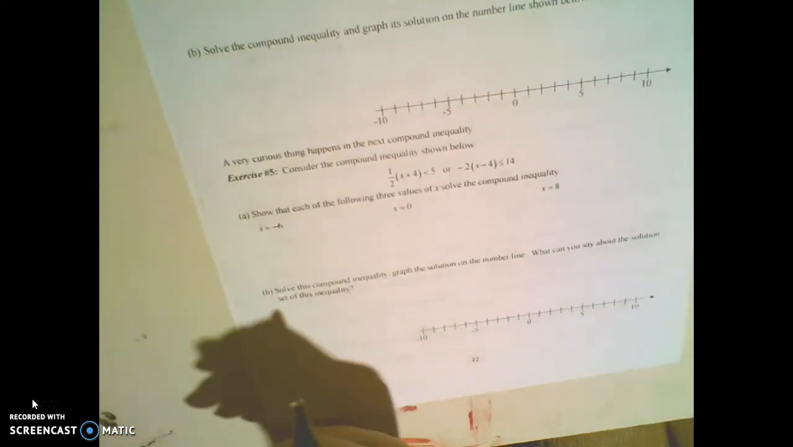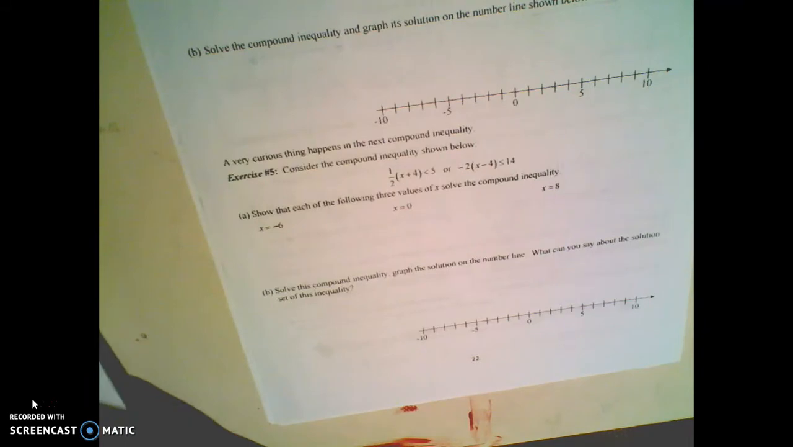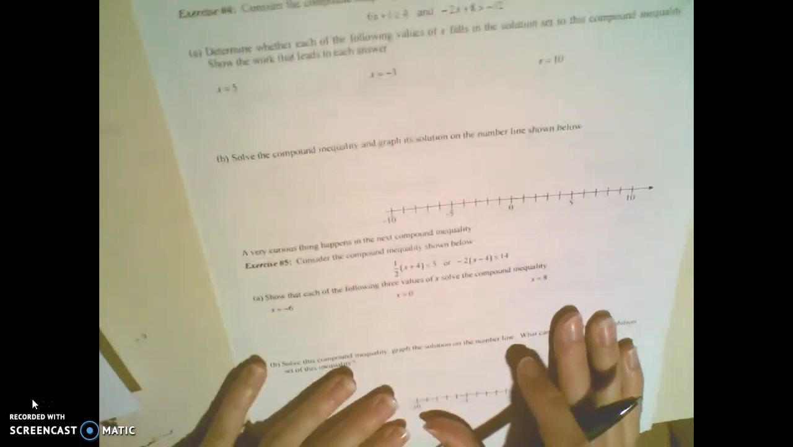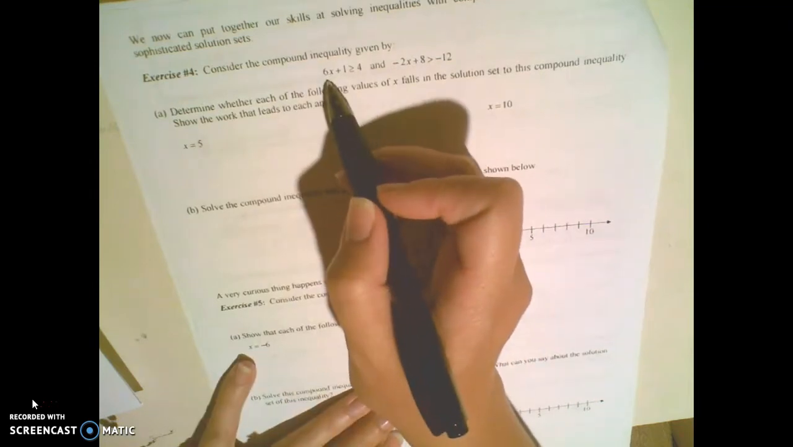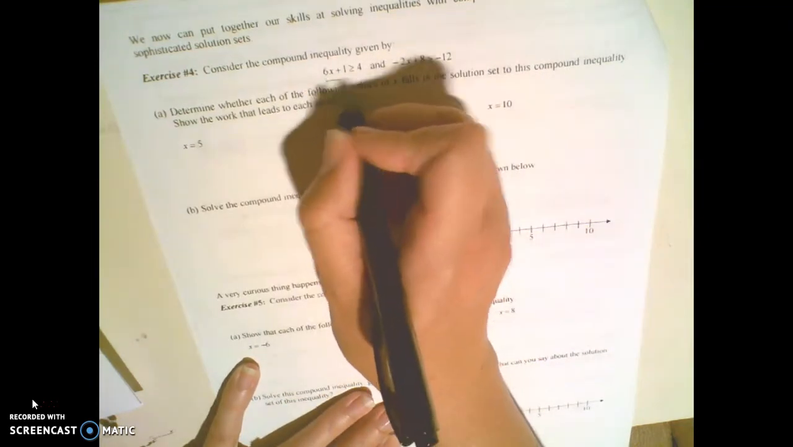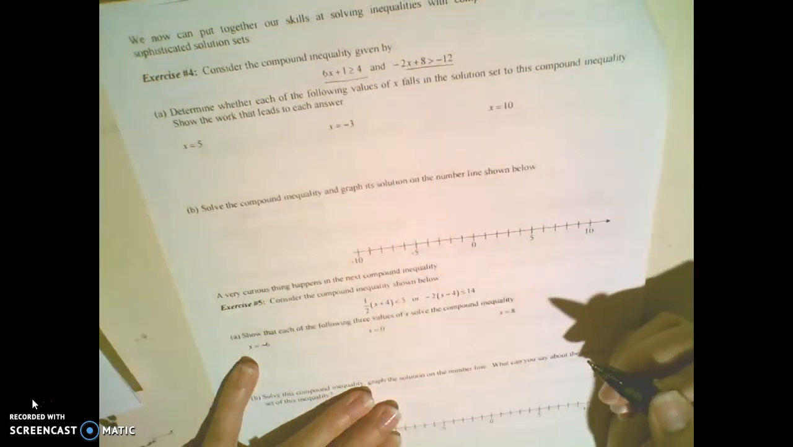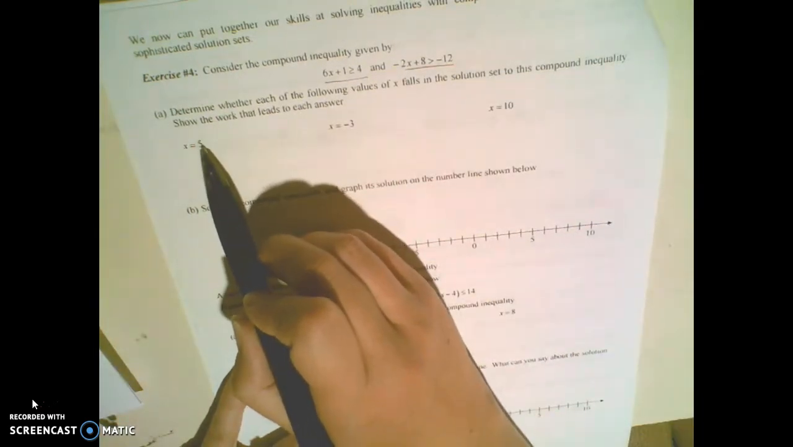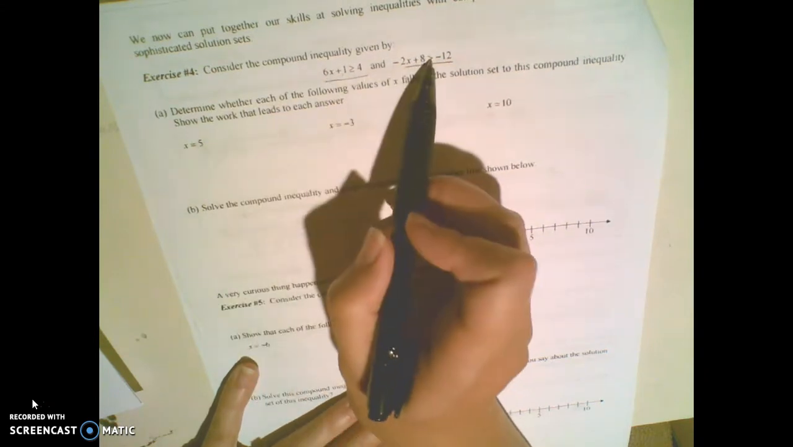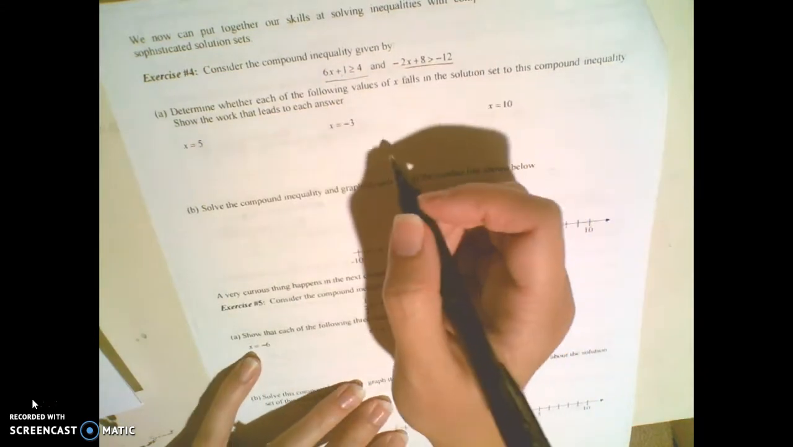All right, moving on. I'm going to do the first one, and then you can try the ones after that. So we are checking to see, so notice our inequalities that we've got right now, our compound inequality. It's a little bit more complicated. It's got more than one step to it. But we're still going to do the same thing we did last time, which is substitute the 5 into both of those and see if they're true or not.